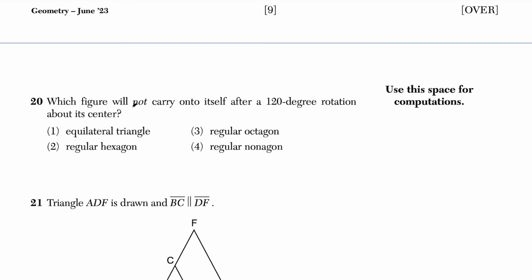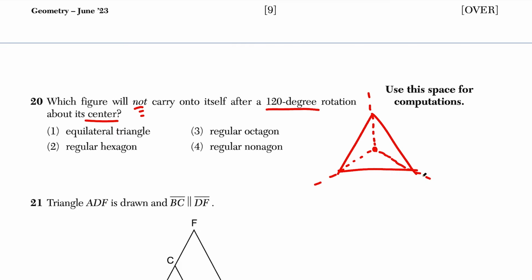Question 20, which figure will not carry onto itself after a 120-degree rotation about its center? So let's start off with the equilateral triangle. So here's our equilateral triangle. If we spin this thing about its center, I imagine dotted lines coming out like this and touching each vertex of the triangle like this. Okay, so here's the dotted lines coming out. And you could imagine this circle concept.